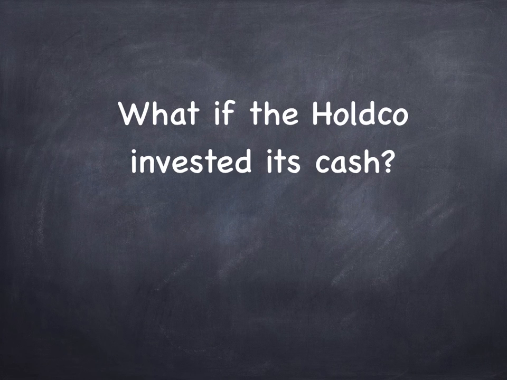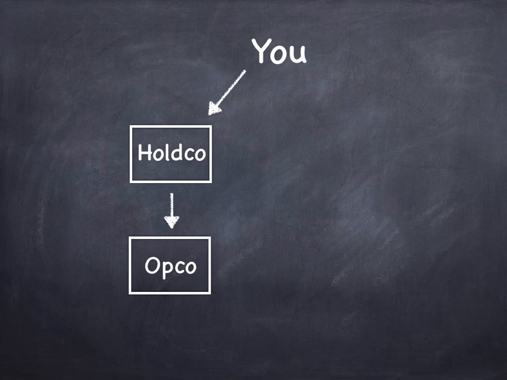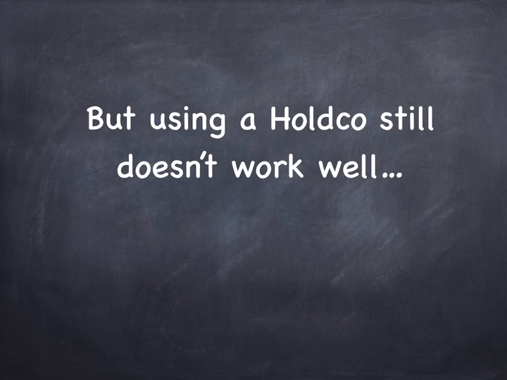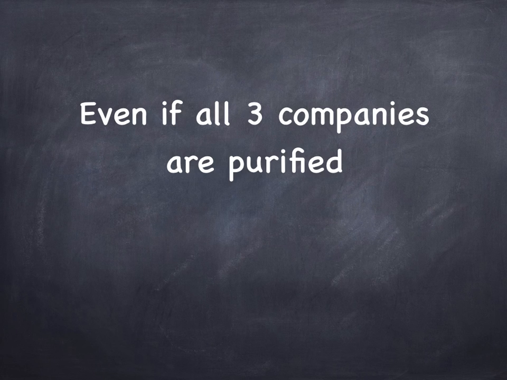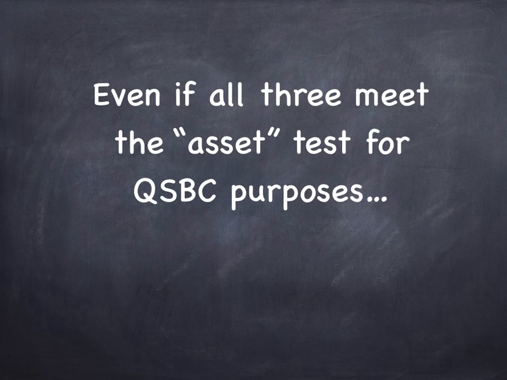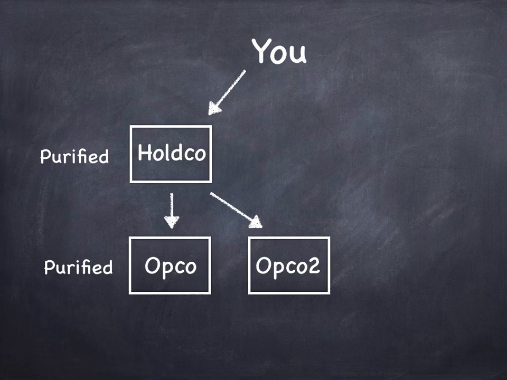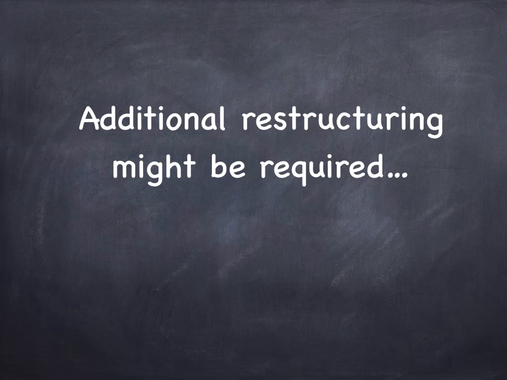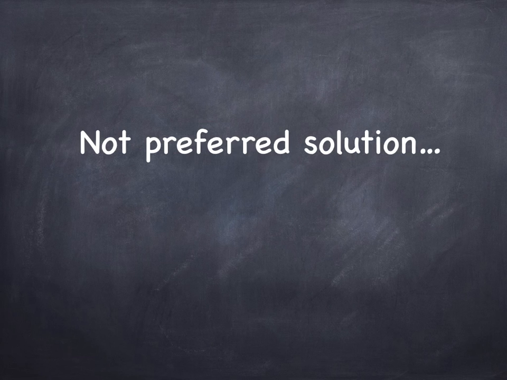So the next question is, what if the Holdco invested its cash? It received the intercorporate dividend, then it took the $500,000 and invested in a second operating company. Well, using the Holdco still doesn't work that well, even if all 3 companies are purified. You purified the Holdco, you purified the OpCo, and you purified the second OpCo. Because even if all 3 tests are met for QSBC purposes, it's pretty hard to sell the Holdco with this kind of a structure. A buyer does not want to own multiple companies. So additional restructuring might be required, and for that reason, we don't consider it to be the preferred solution.